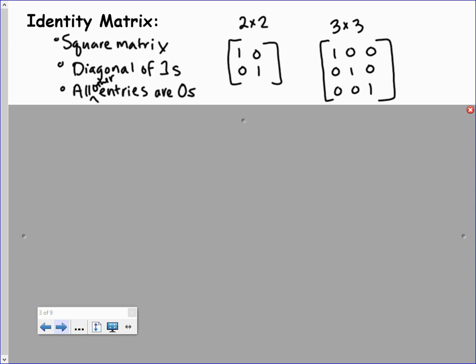Now, why are they called identity matrices? Because if you multiply a matrix by that identity matrix, you get the same thing.